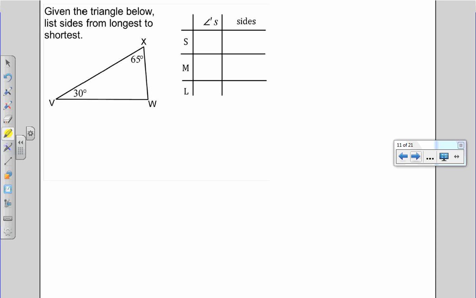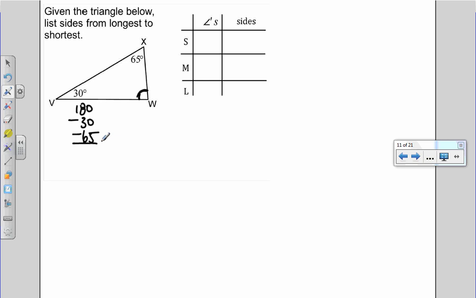Given the triangle below, list the sides from longest to shortest. Well, in order to do that, we need all three angles, and we are missing one. Luckily, you know how to find this angle W. Take 180, subtract 30 from it, subtract 65 from it also.